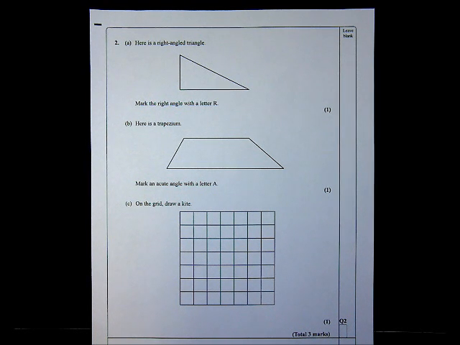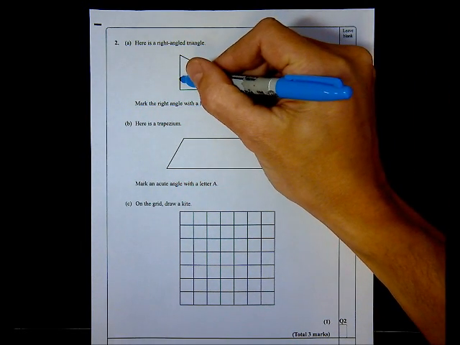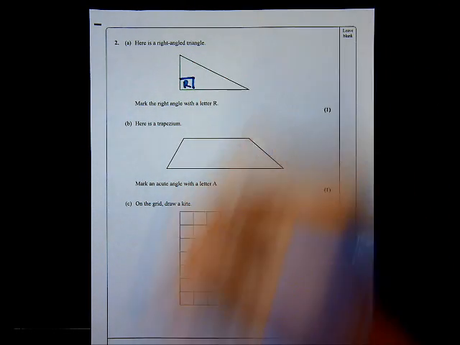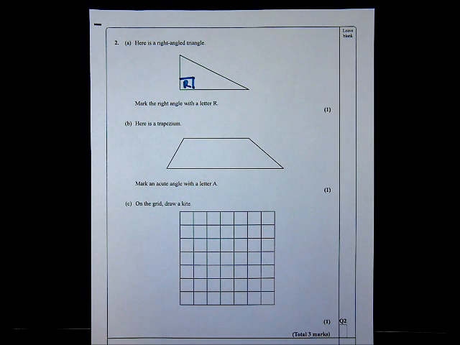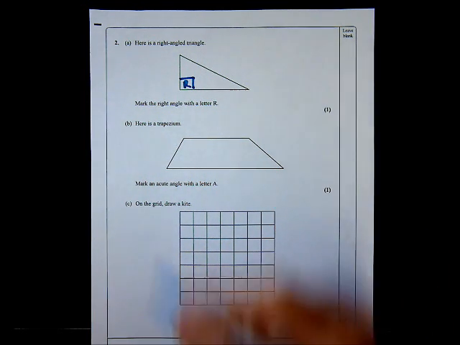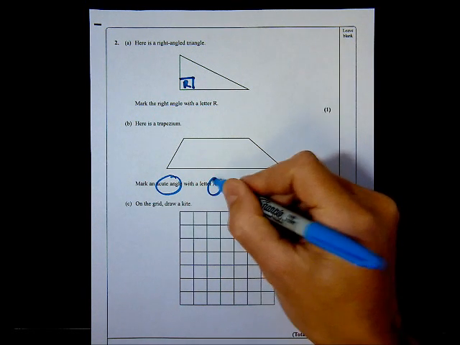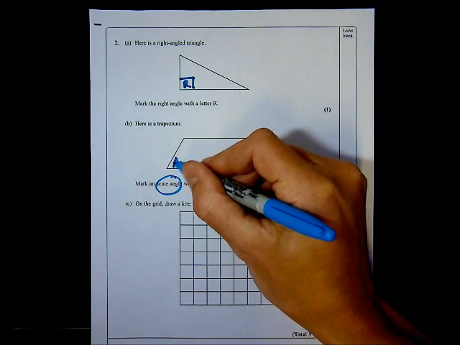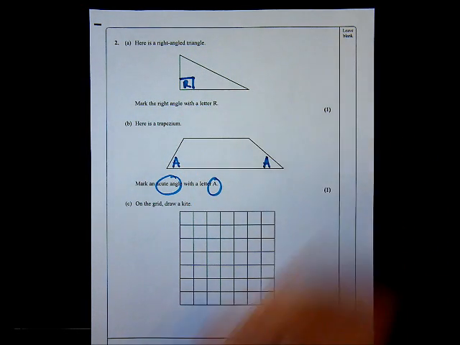Question 2 shows me a right angle triangle and asks me to mark on the actual right angle with a letter R. So I am going to mark on the right angle and put an R inside it. Part B tells me that this is a trapezium and I'm asked to mark on an acute angle with the letter A, and I need to make sure that I do use the letter A. Now there are a couple of acute angles in this shape. The first one is there, or I could have used this angle at the right hand side also.